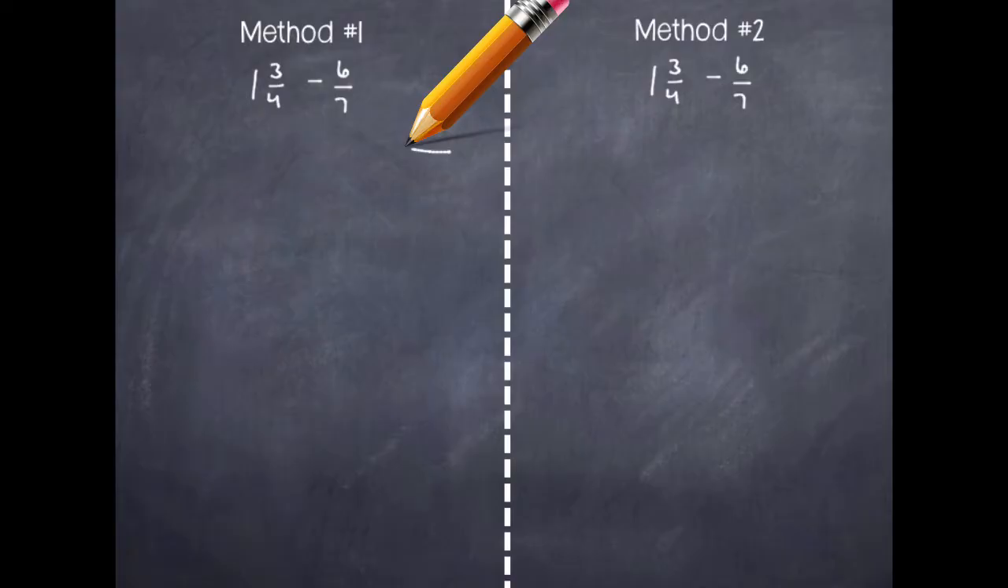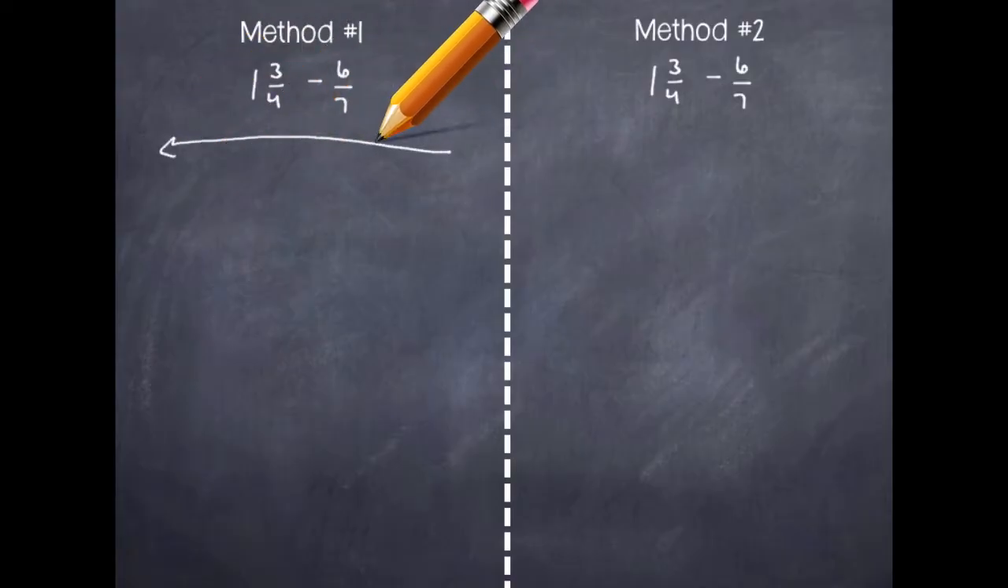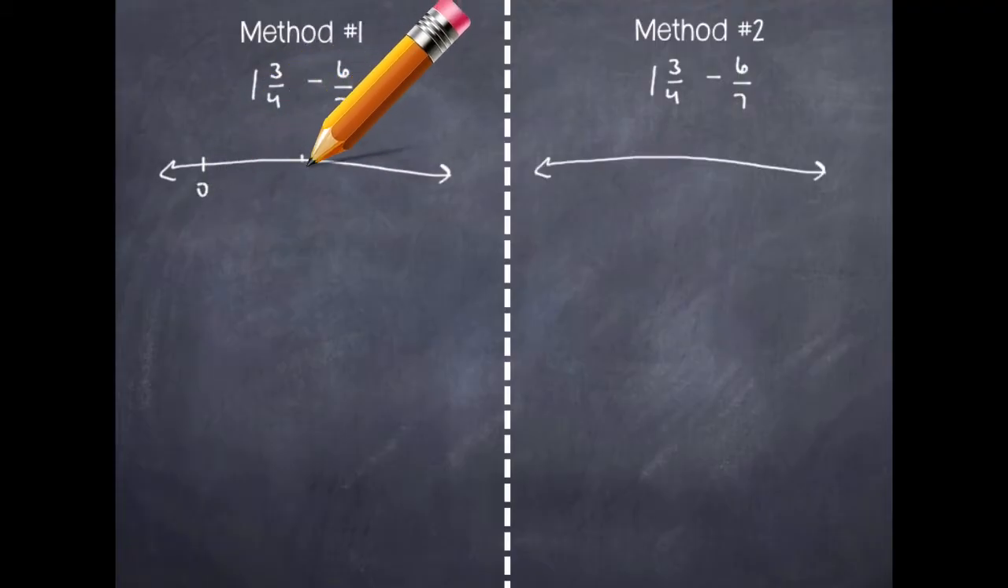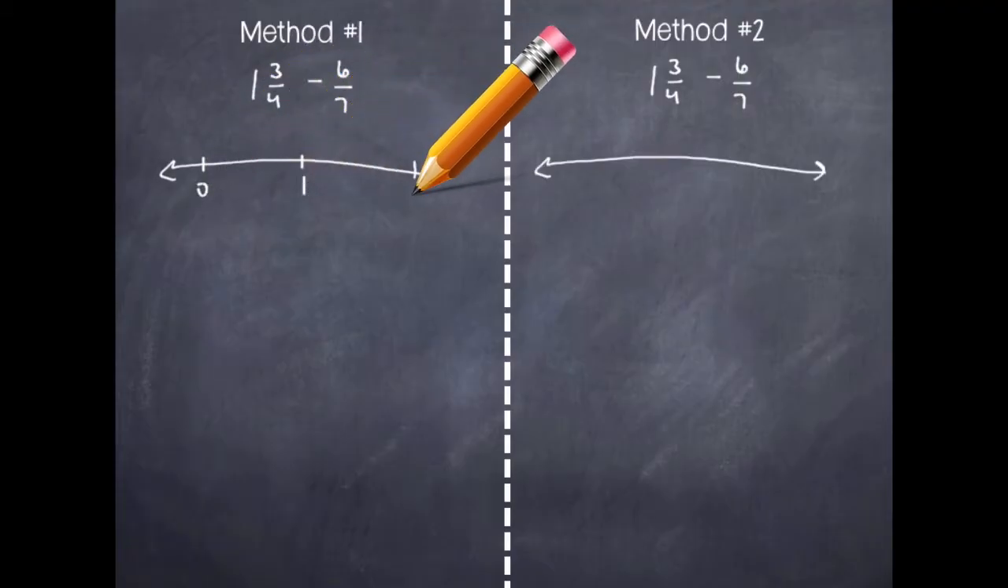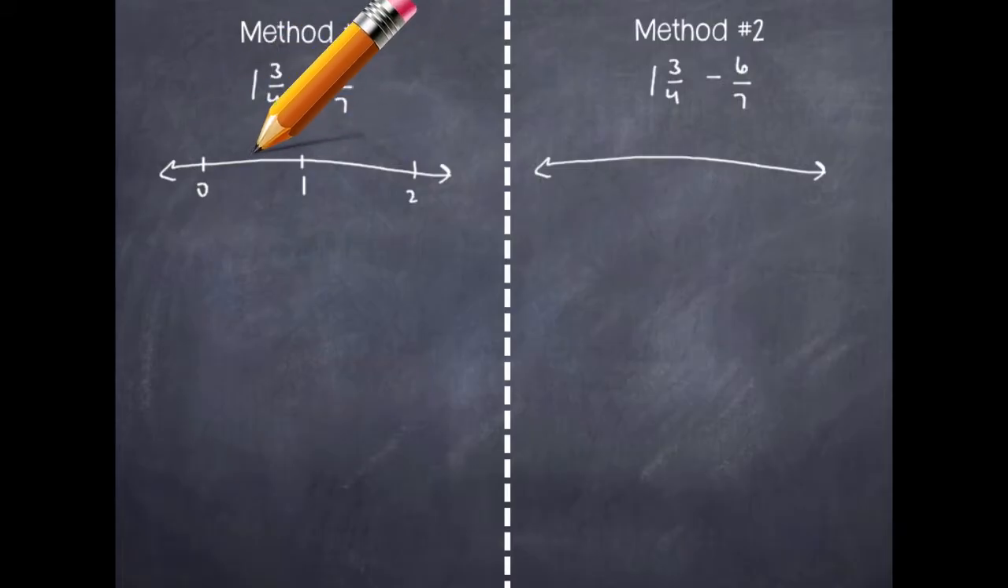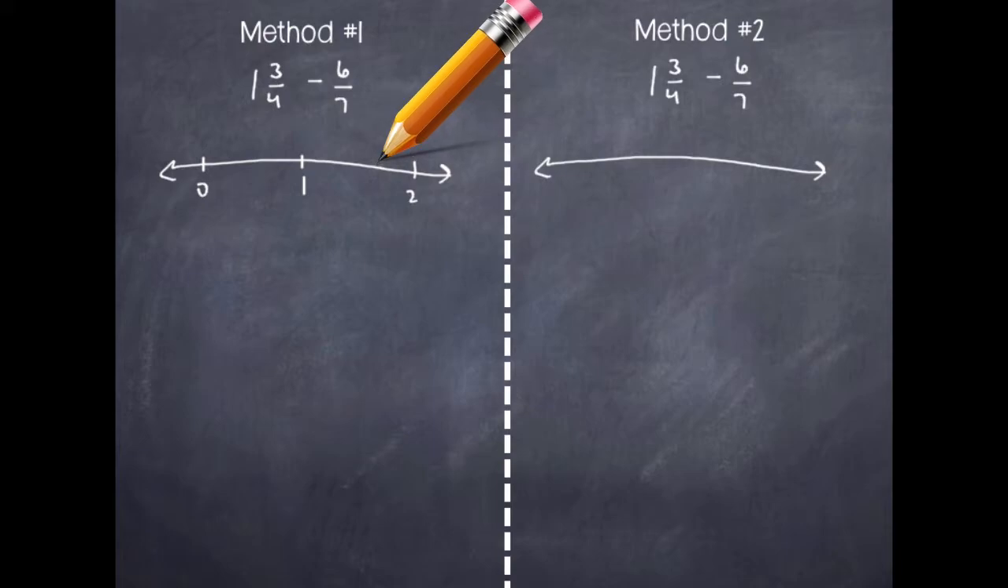And again, I'm going to start with a number line just to kind of illustrate this. Okay, I don't know why my number lines keep going up in the middle, but that's all right. So with this number line, I'm just going to draw a couple in here. So 0, 1, and 2, because I know it's not going to go any bigger than that, because we're starting with 1 3/4, and we're subtracting 6/7 from it. So we know it's going to be smaller than what we start with. So if I have 1 3/4, that's going to be probably right around in here somewhere.